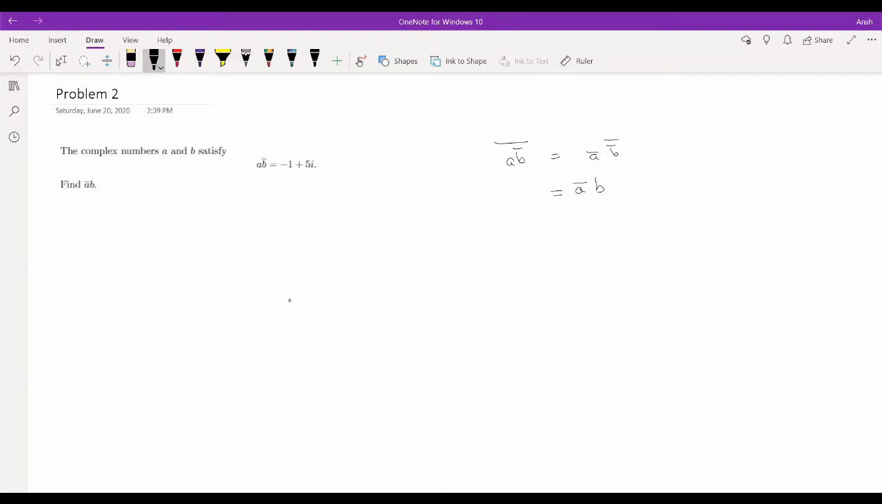So that means this value is equal to the conjugate of -1 plus 5i, which is just equal to -1 minus 5i. The main thing to highlight is that if you're taking a conjugate of two complex numbers that are multiplied together, you can split it up to each one of them and still multiply them together.